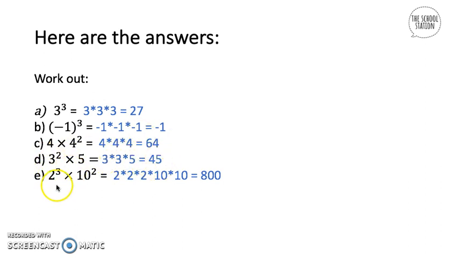And then over here the base number is still not the same, so we would do 2 times 2 times 2 times 10 times 10, which is 800. So I hope you guys have actually got the same answers as me.